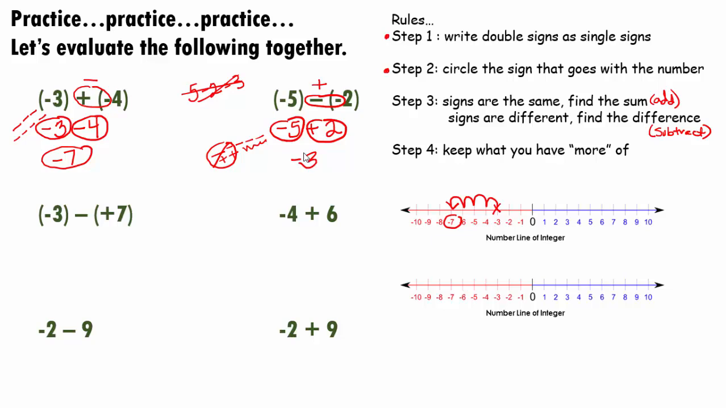We can check that one on the number line if you want. I'd start at negative 5. I'd go 0 down to negative 5.